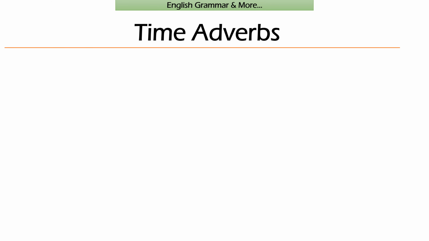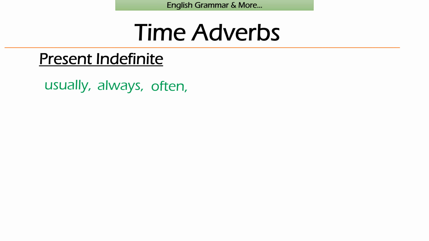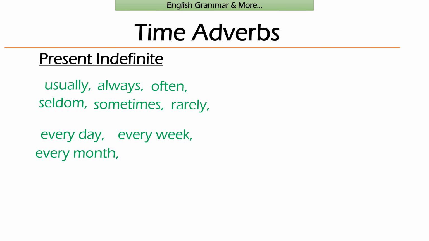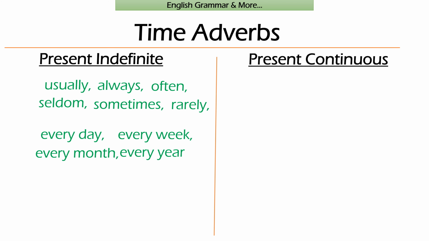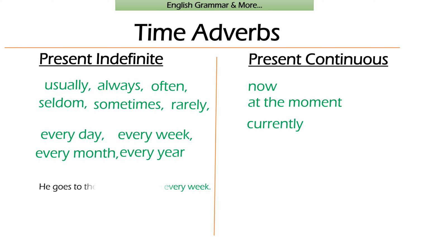Now let's talk about time adverbs. The time adverbs that are indicative of the present indefinite tense form are usually, always, often, seldom, sometimes, rarely, every day, every week, every month, every year. However, the time adverbs that are used for the present continuous tense form are now, at the moment, currently. Now, let's have a look at it in a few examples.